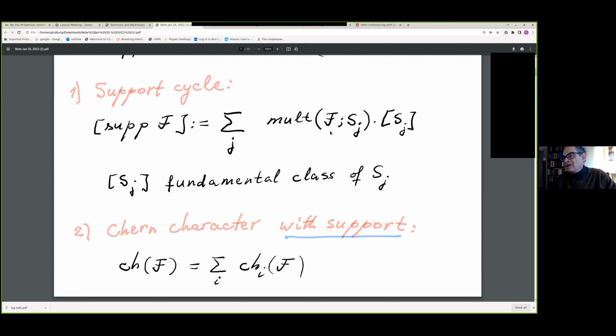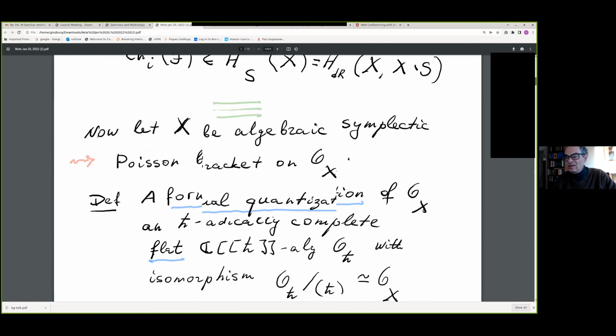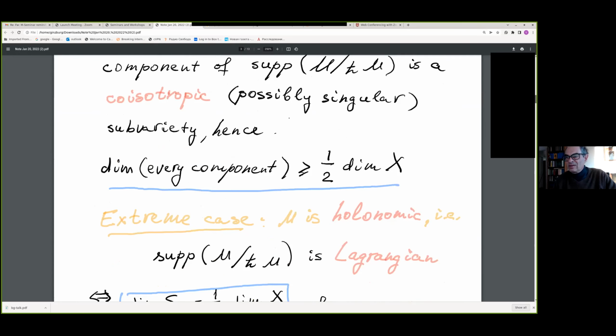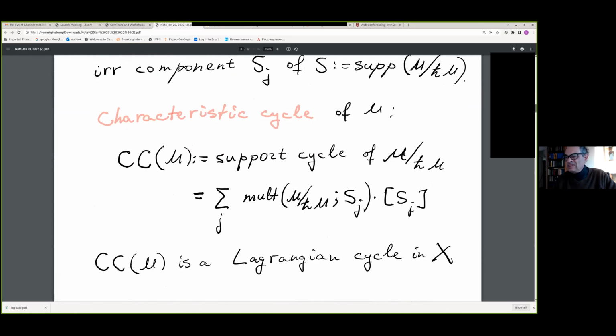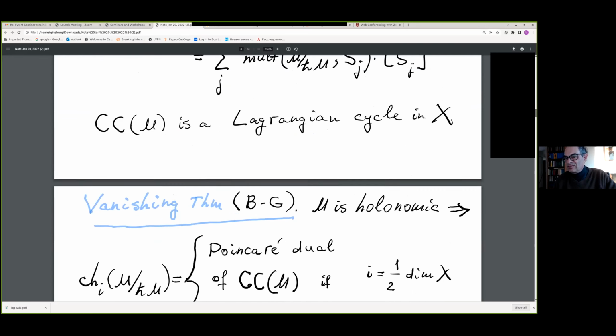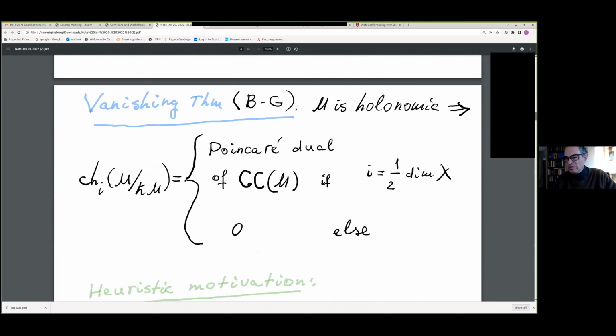Now you just replace F, the sheaf, by M mod H bar. So we substitute F equal to this module over the quantized algebra divided by H bar. And this is called the characteristic cycle instead of the support cycle. Just a change of name, nothing else. All right, so this is the most interesting case in many areas. People like characteristic cycles. I mean, people like holonomic modules.